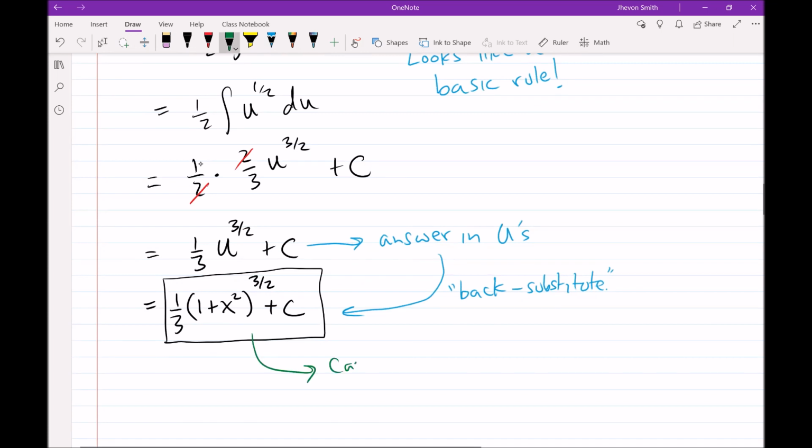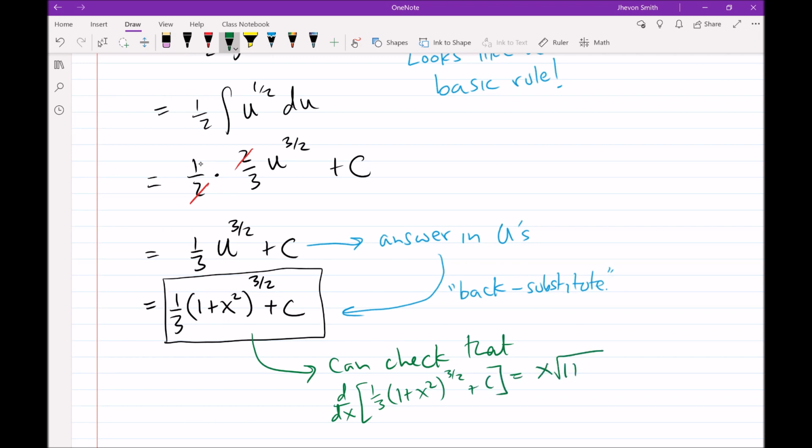You can check that if you take the derivative of 1/3 times (1 plus x squared) to the 3/2 plus c, the result is going to be x times the radical of 1 plus x squared. Okay.